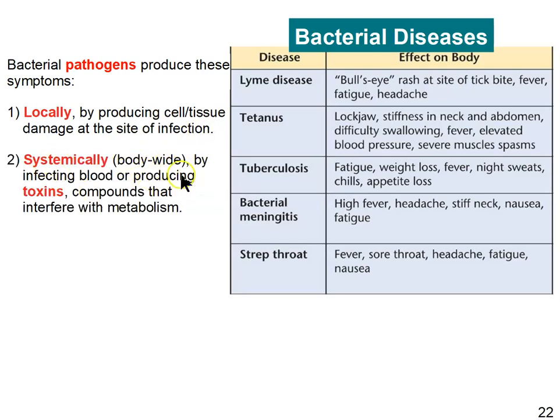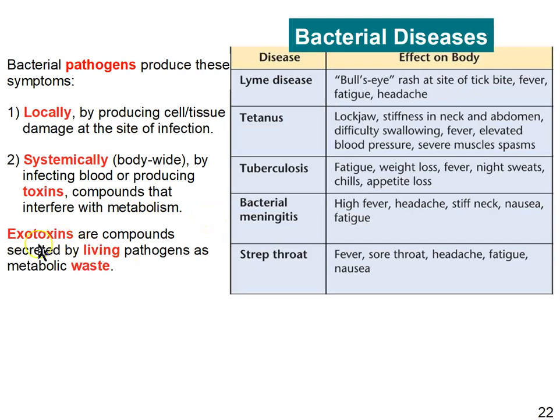Systemic is body-wide, by either the cells themselves getting into your bloodstream and traveling throughout your body, or their toxins getting into your bloodstream and traveling throughout your body. And these toxins interfere with your normal metabolism. And there are two types of toxins. Exotoxins, which kind of goes along with that term exocytosis, if you'll recall from our last unit. This is how cells secrete things outside themselves. And prokaryotes can do this too.